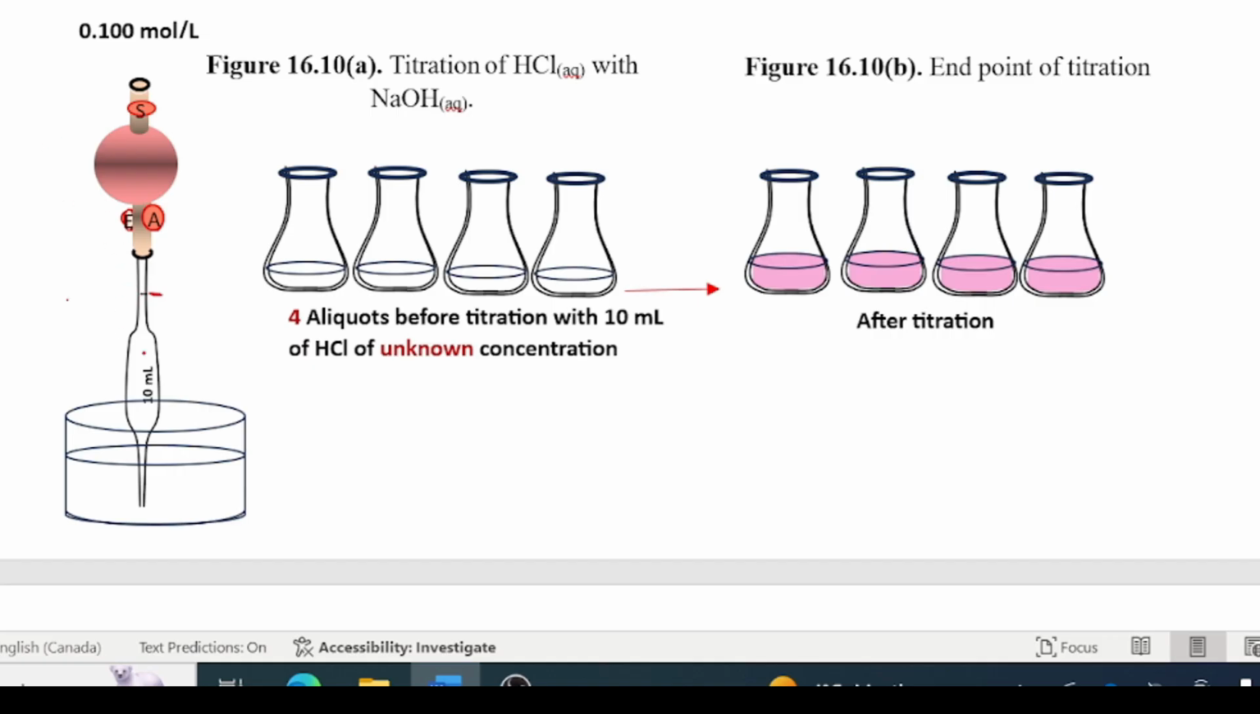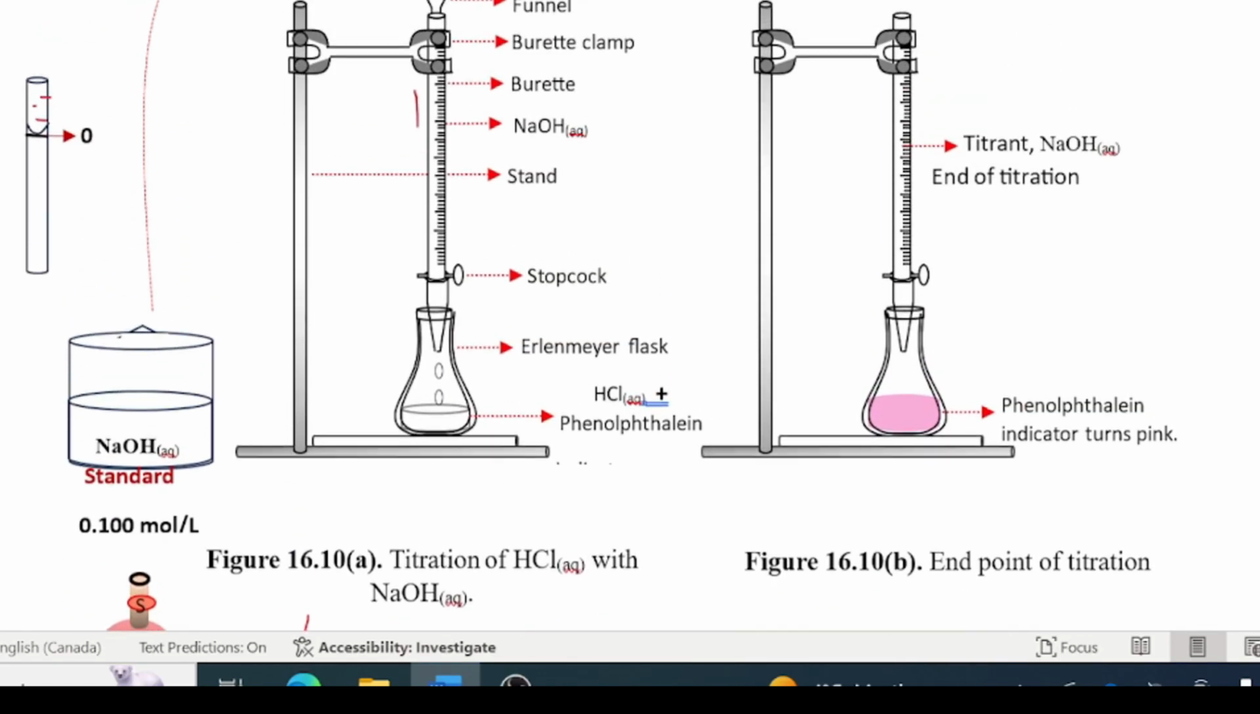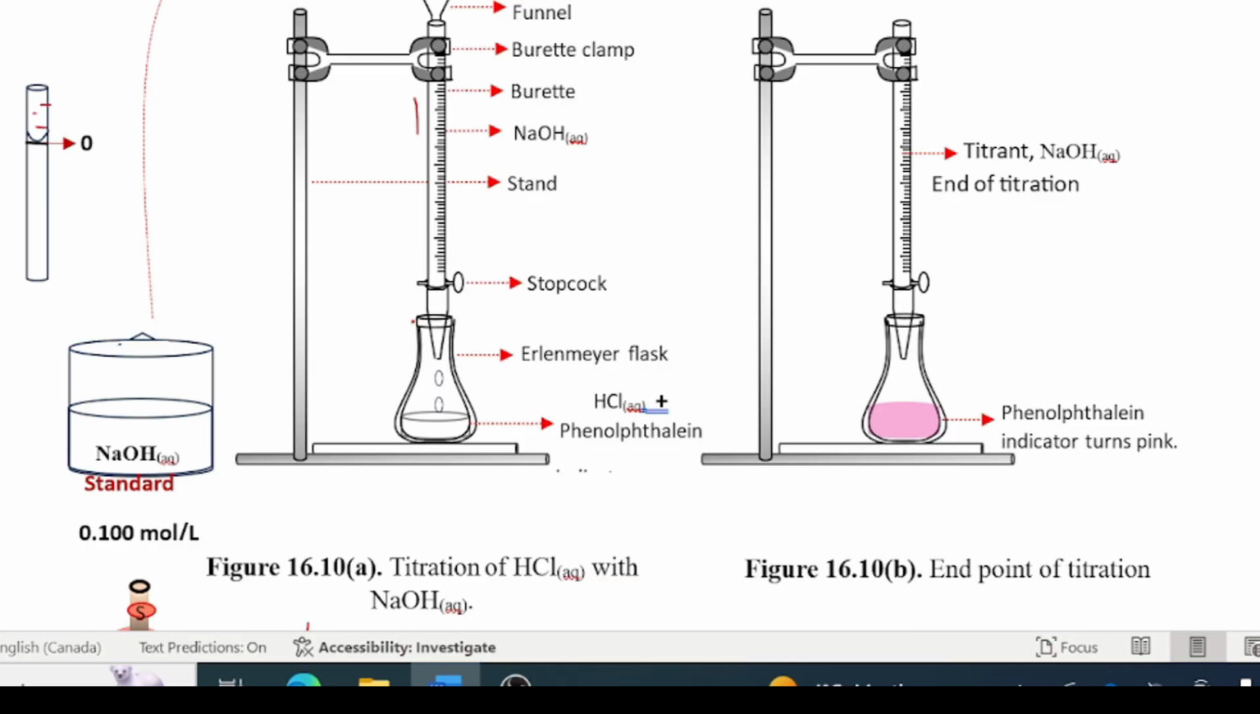Now what do you do now? Empty your 10 milliliter aliquot into one Erlenmeyer flask there. You then take your Erlenmeyer flask and you put it under your burette here. Your Erlenmeyer flask, in this case, will be having 10 milliliters of hydrochloric acid of a known concentration. Before you start titrating now, you have to put an indicator inside here that will indicate to you when the titration is over. In this case, we use phenolphthalein indicator. You put 2 drops of phenolphthalein indicator inside here.